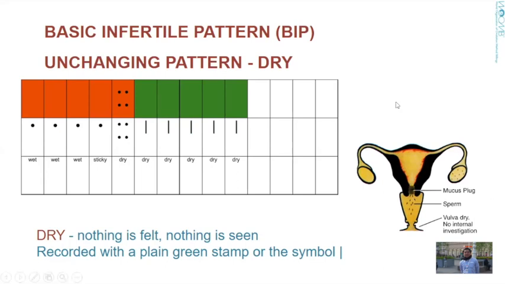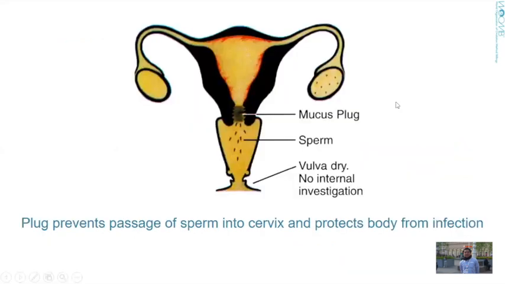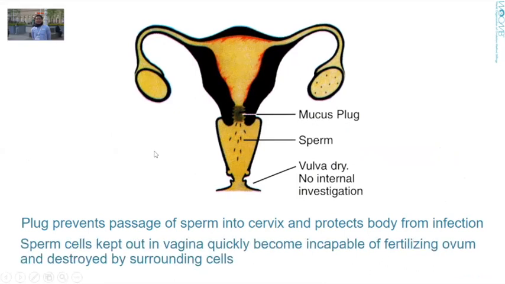The sensation is dry. The plug prevents the passage of sperm during the days of the BIP. Not only the sperm, but it protects the body from any infection because the mucus plug is impenetrable. Bacteria and viruses cannot enter. Okay? Sperm cells kept out in the vagina quickly become incapable of fertilizing the ovum and are destroyed by the surrounding cells.